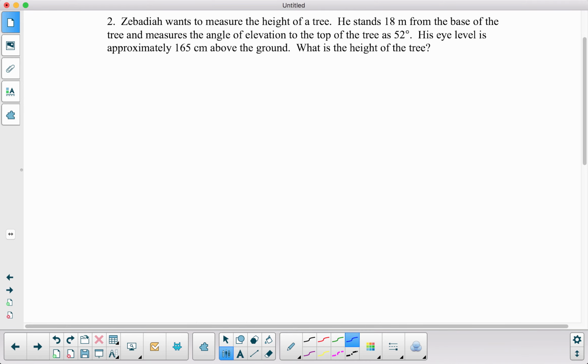The next example. Zebediah wants to measure the height of a tree. He stands 18 meters from the base of the tree and measures the angle of elevation at the top of the tree is 52 degrees, and his eye level is approximately 165 centimeters above the ground. Find the height of the tree. Okay, just like we did the last example, we want to draw a diagram.